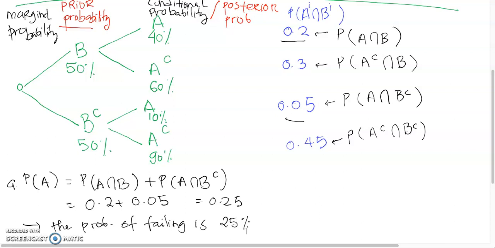One last note about the tree diagram is that the total of all these joint probabilities should be equal to 1. 0.45 plus 0.05 is 0.5. 0.3 plus 0.2 is 0.5. Together they equal 1. So our calculation is correct. Now, from the conditional probability, these two are mutually exclusive, so they should sum to 1, and this should equal 1, and this also equals 1. That's how to check your calculation.